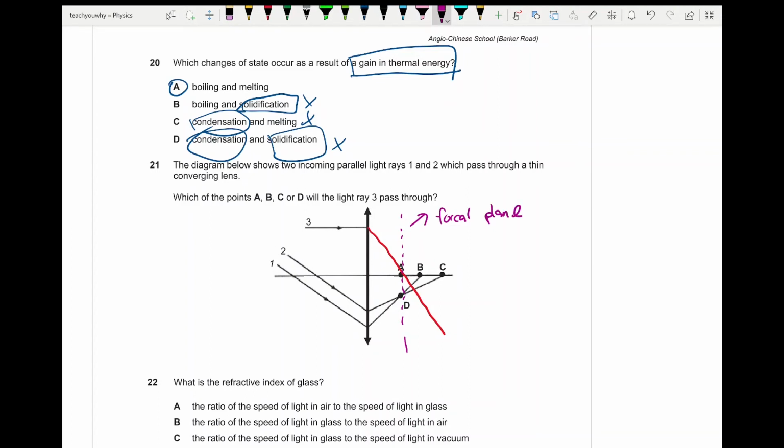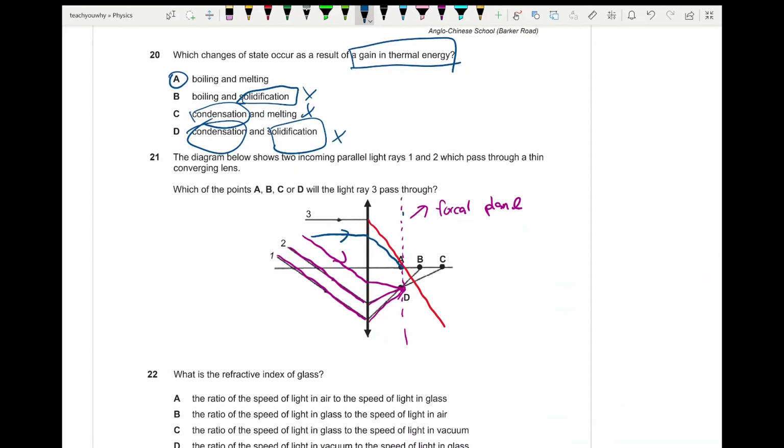Which means that if I have light that is parallel, they will again meet at this point. Even if I have another light that is parallel, it will also meet at this point. Likewise, if I have light that is parallel, let me use another color, parallel to light 3, it will also meet at this point. So what do we learn? We learn that lights that are parallel will all meet on this focal point.